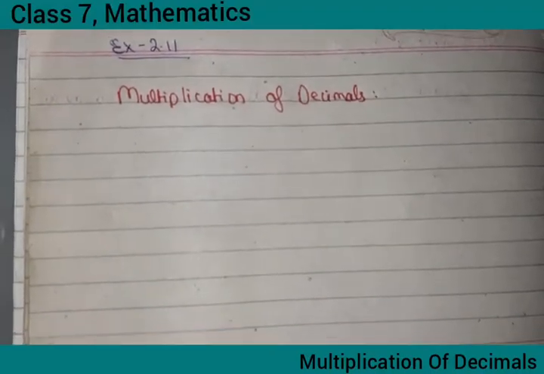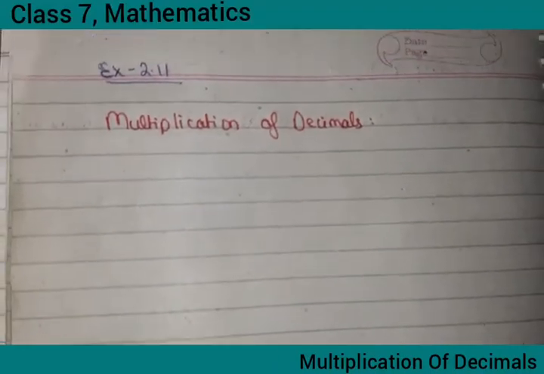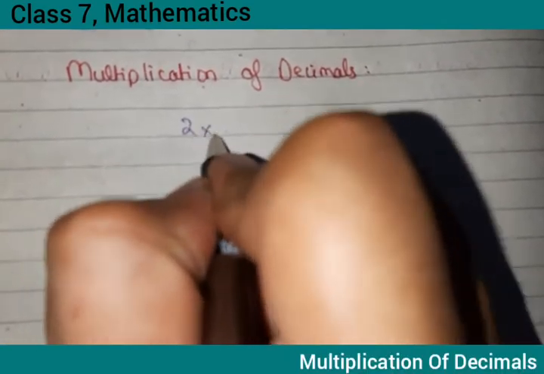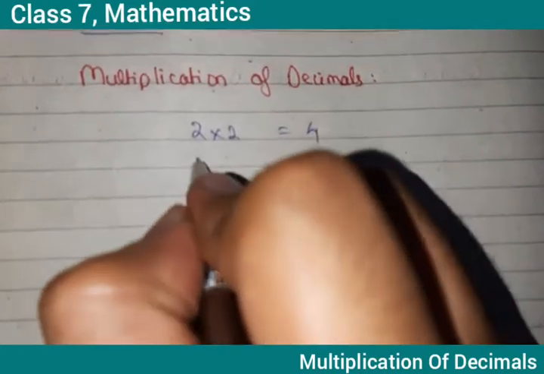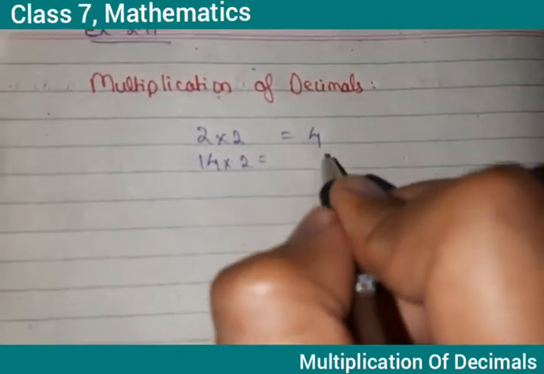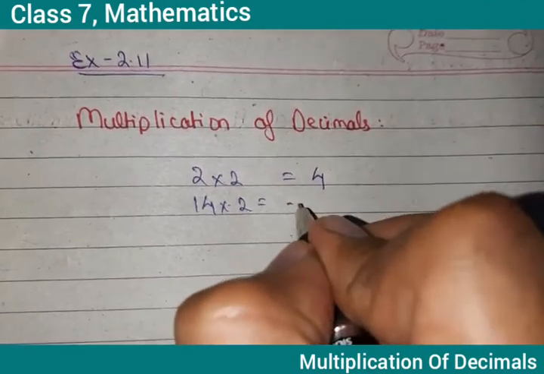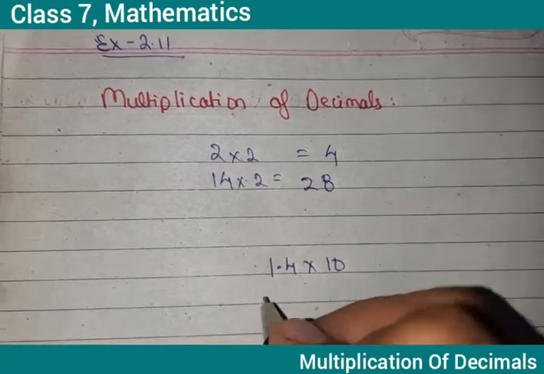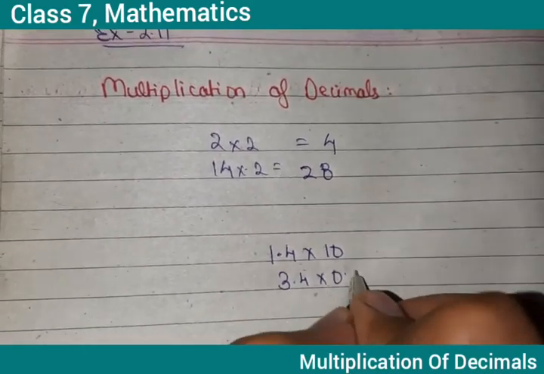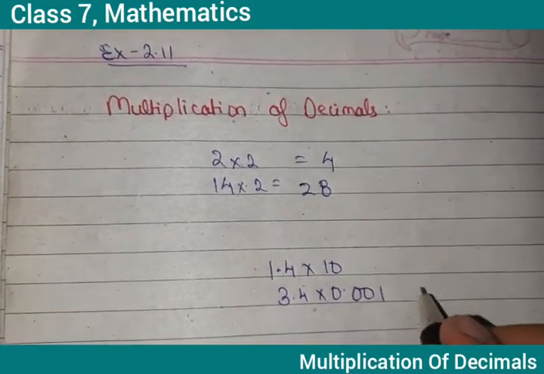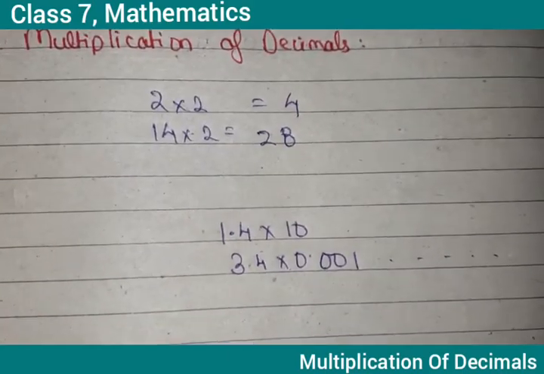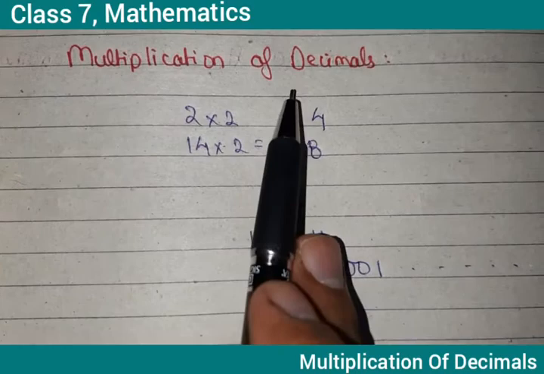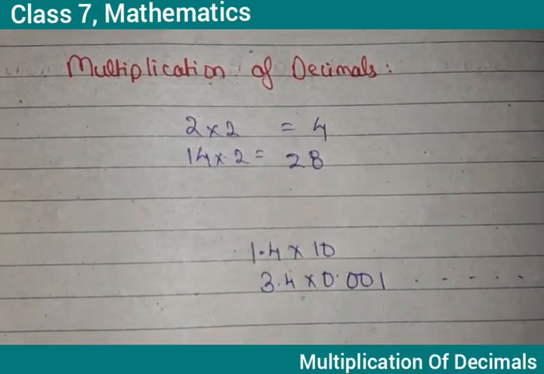Our next exercise is multiplication of decimals. You must have seen certain examples like 2 into 2, we know it is 4; 14 into 2, it is 28. But when it comes to 1.4 into 10, 3.4 into 0.001 and so on, here we will study how to multiply these decimals. First we will see multiplication of decimals and then we will learn the division of decimals.